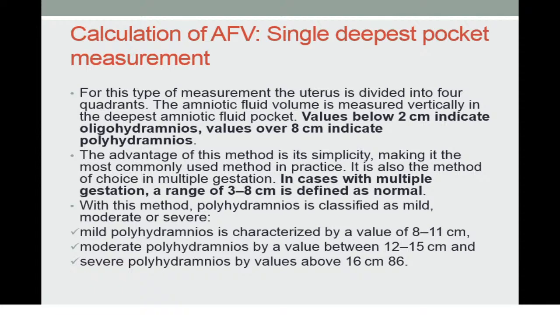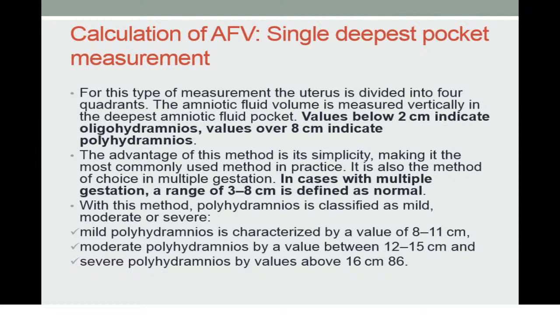For this type of measurement, the uterus is divided into 4 quadrants. The amniotic fluid volume is measured vertically in the deepest amniotic fluid pocket. Values below 2 cm indicate oligohydramnios. Values over 8 cm indicate polyhydramnios. Please remember, if it is single deepest pocket measurement, the normal range is more than 2, less than 8 centimeters of amniotic fluid volume. The advantage of this method is simplicity, making it the most commonly used method in practice.